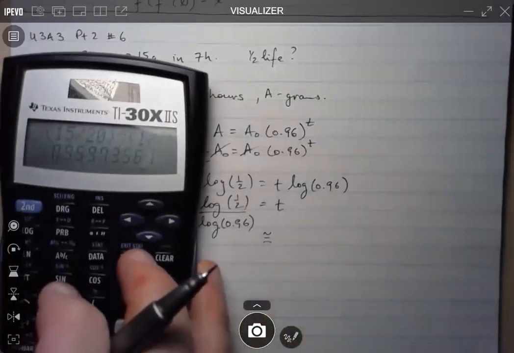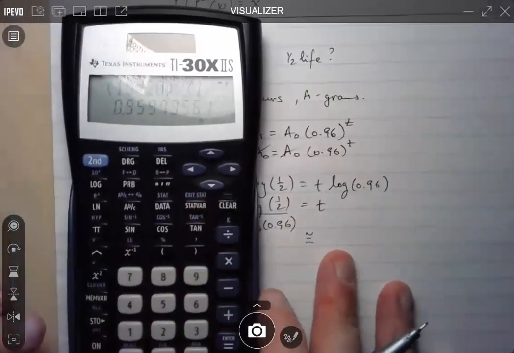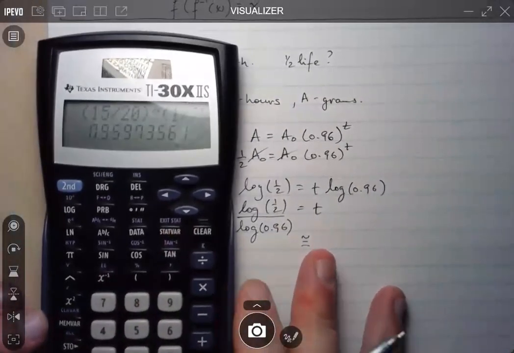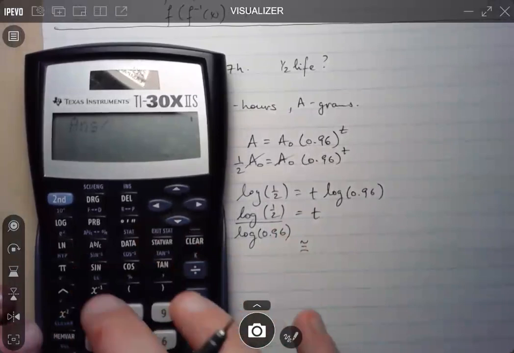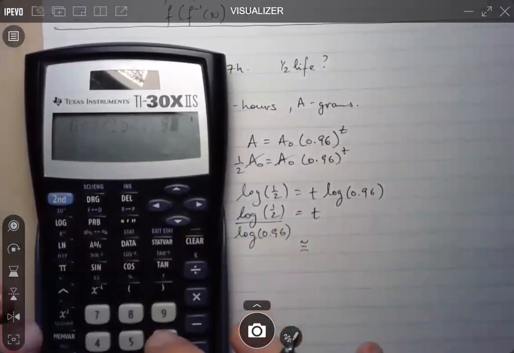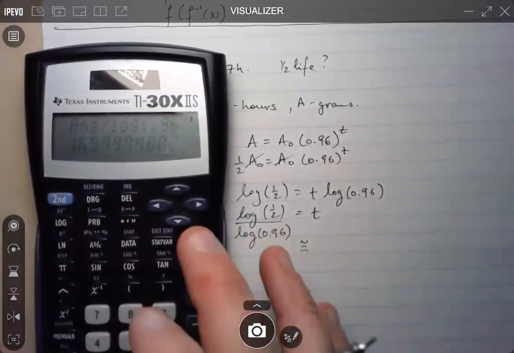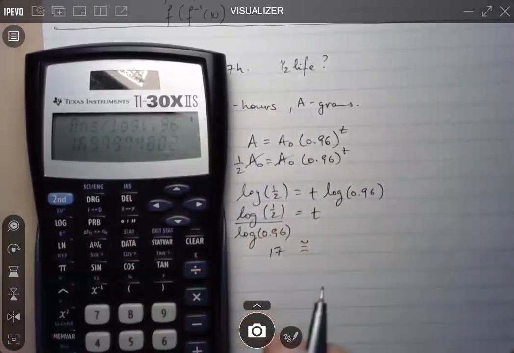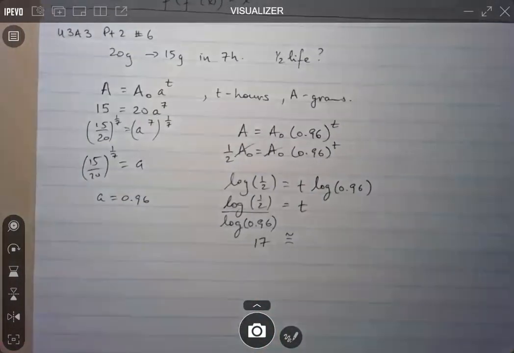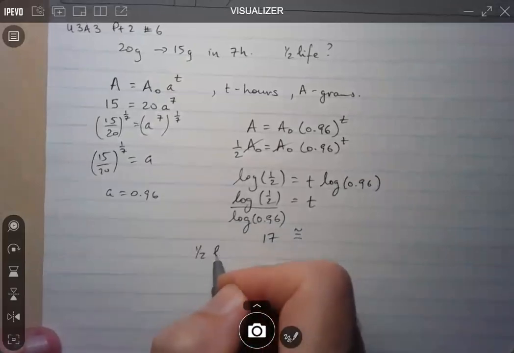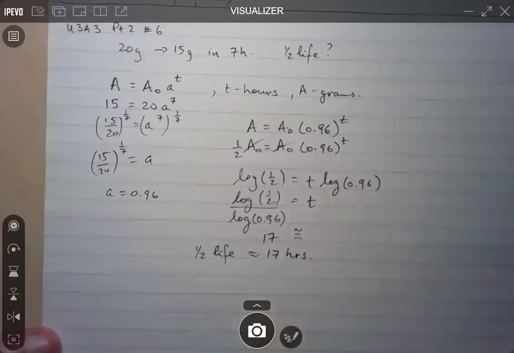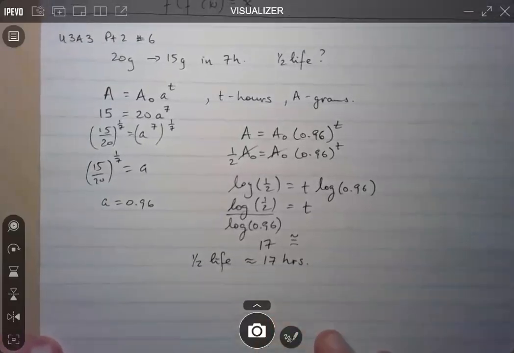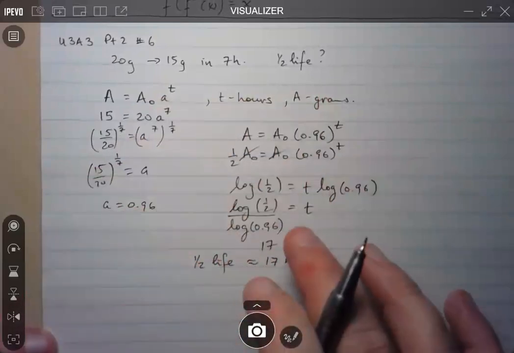And again, let's put this in our calculator now that we have everything in terms of log base 10. Okay, and what do we have? We have log of 1/2 divided by log of 0.96, and that's about 17. So it looks like our half-life is about 17 hours.